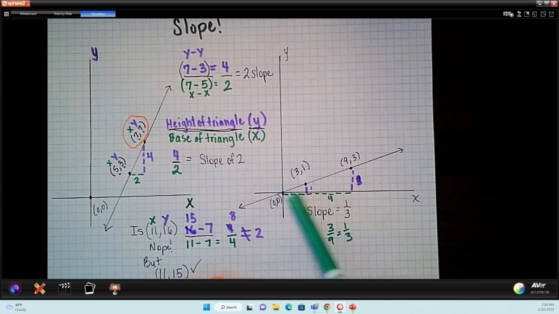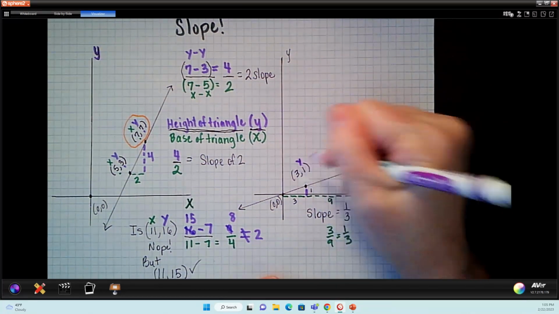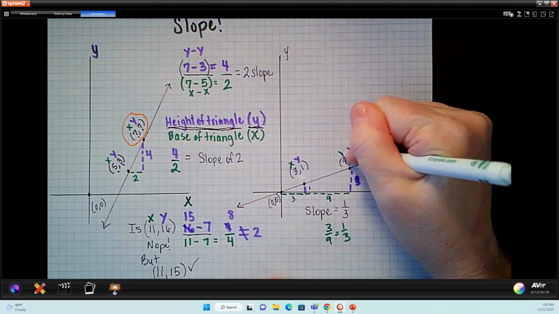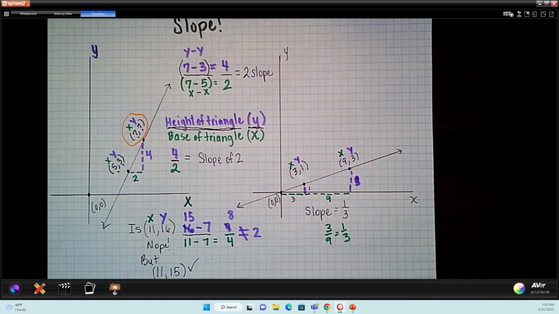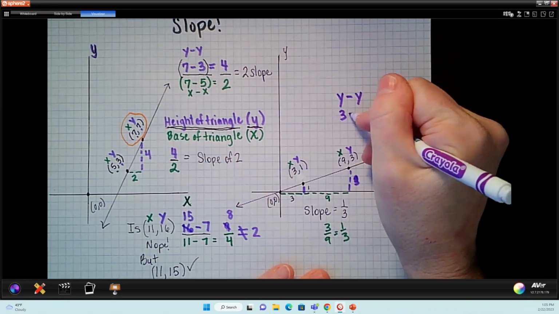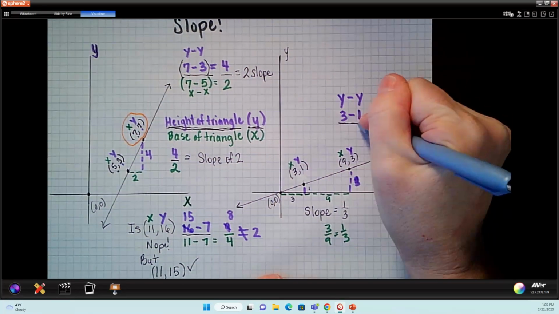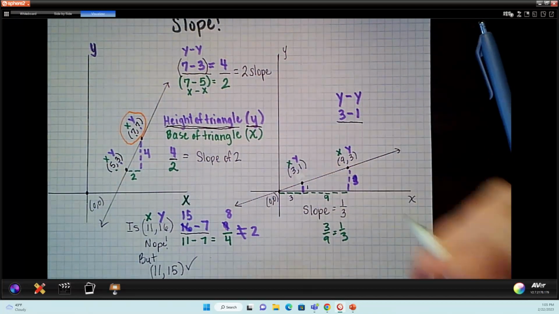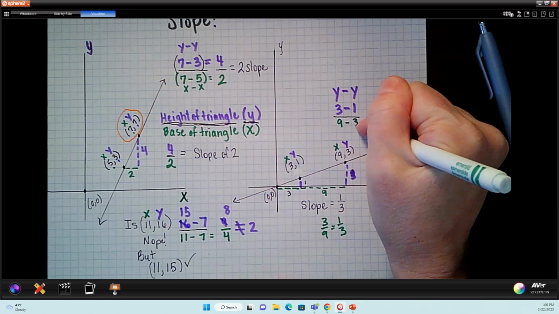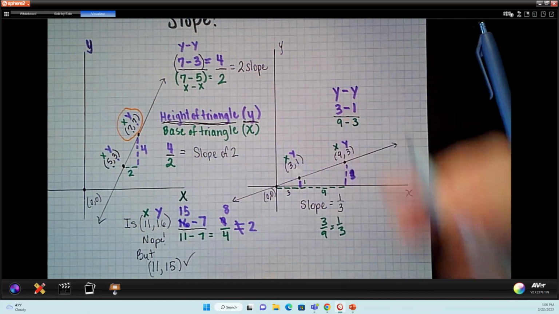Now, if we don't want to use this triangle method, we can do the subtraction method. Again, I'm going to label my points. These are y's. These are x's. Okay, so I can subtract my y's. So I'm just looking at my 2 y's. How far apart are my 2 y's? So 3 minus 1. And then I want to divide that by my 2 x's. 9 minus 3.